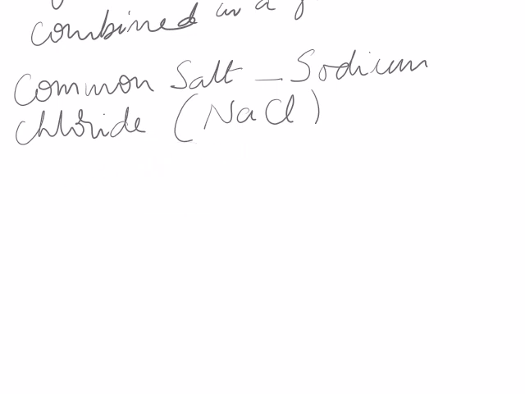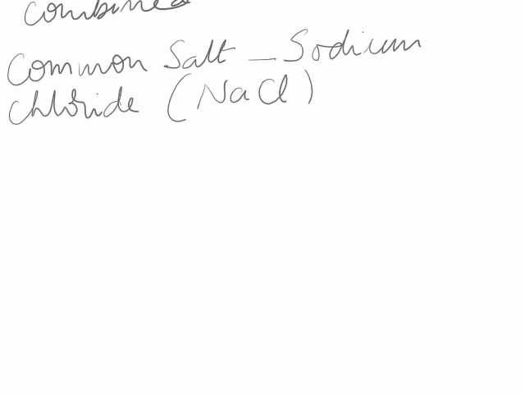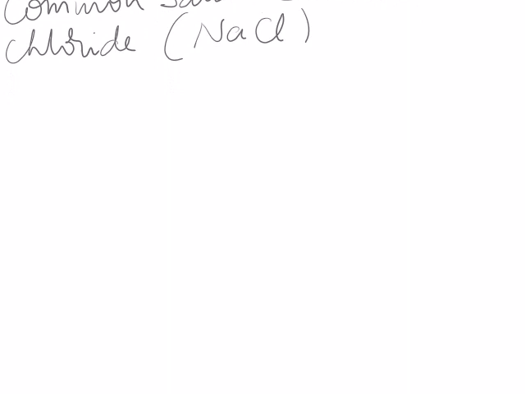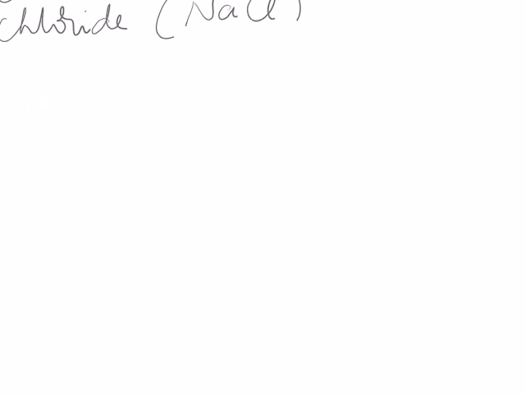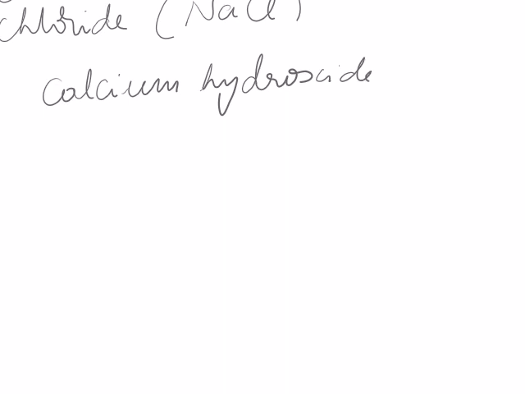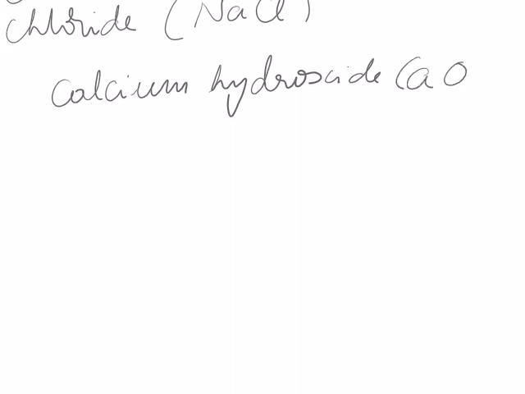Okay, so another example I'll give you is, say, calcium hydroxide. The chemical formula is Ca(OH)2. It is made up of calcium, hydrogen, and oxygen atoms. So it is made up of three elements.